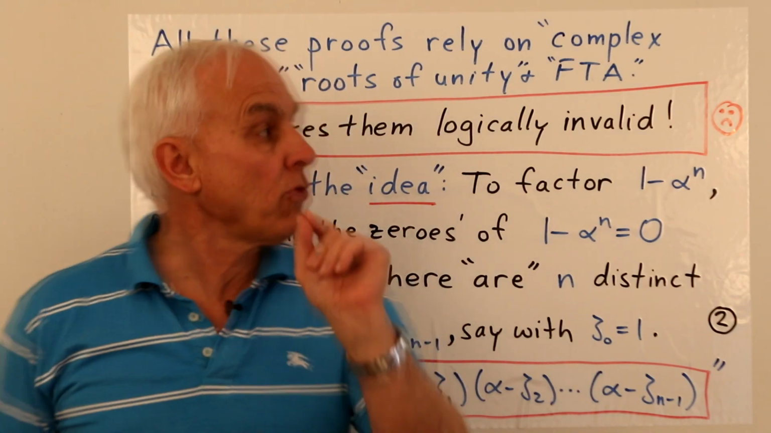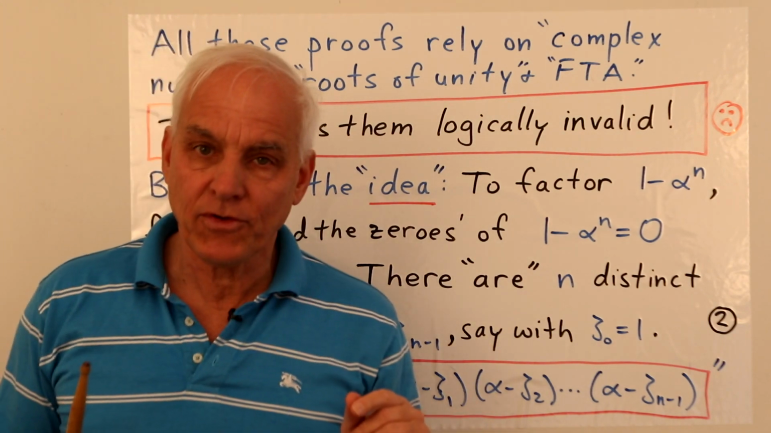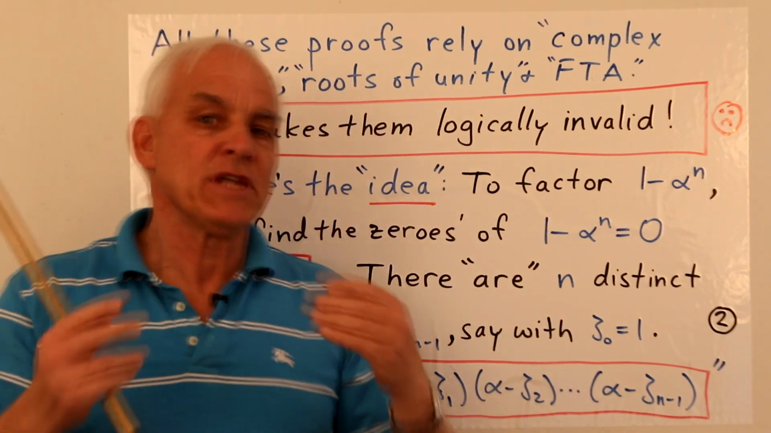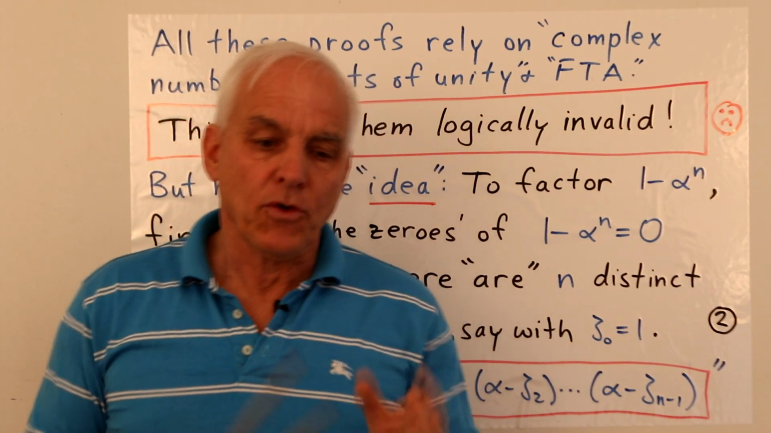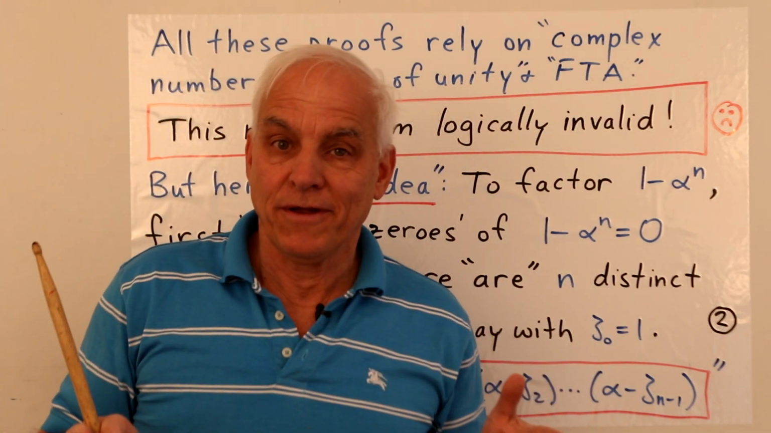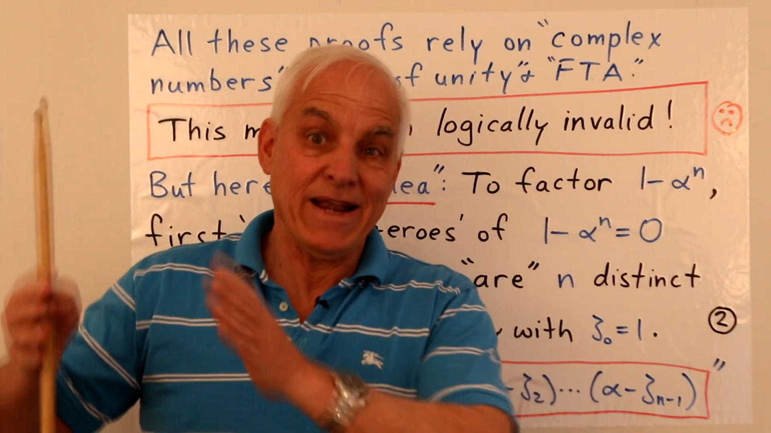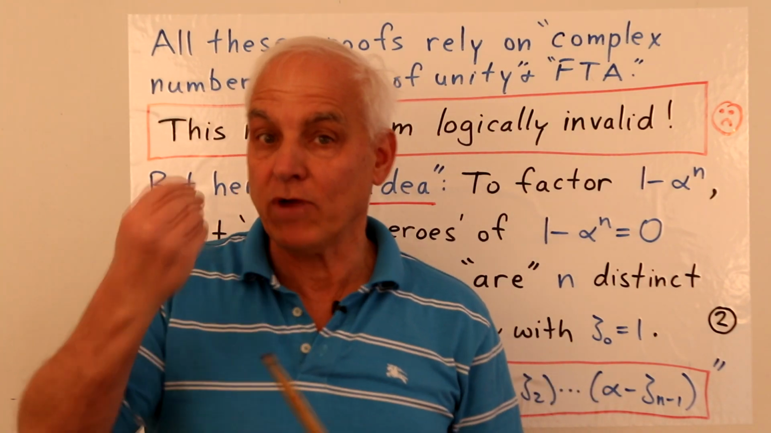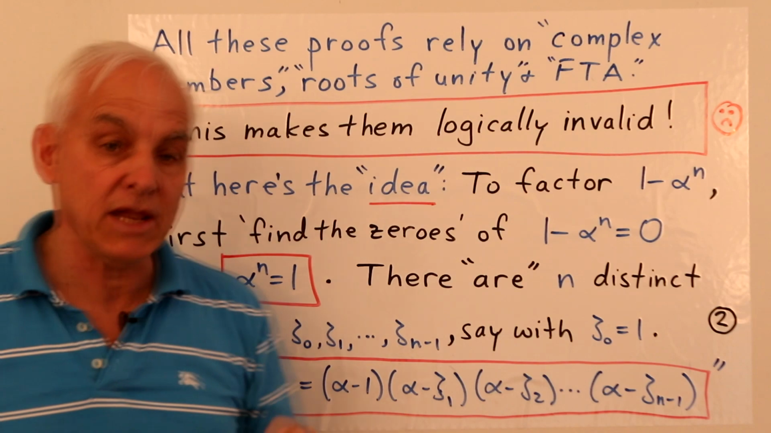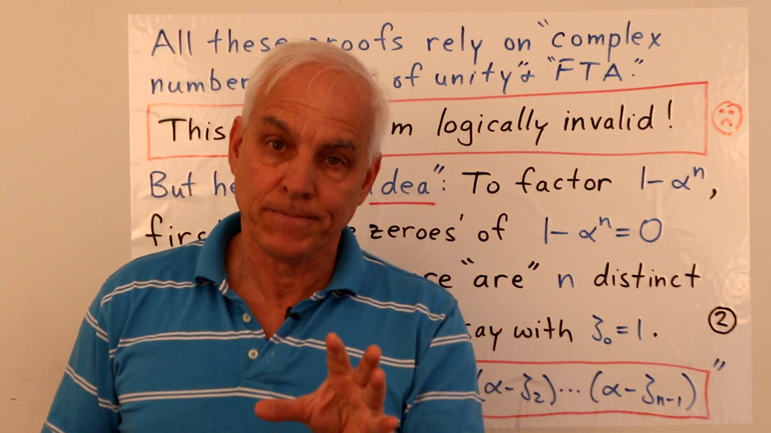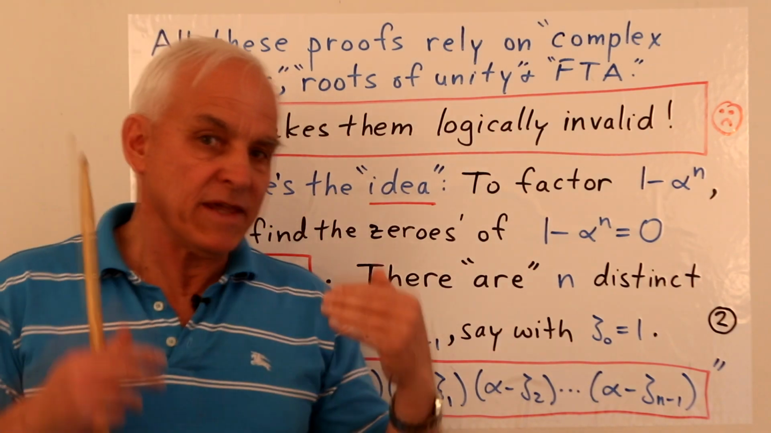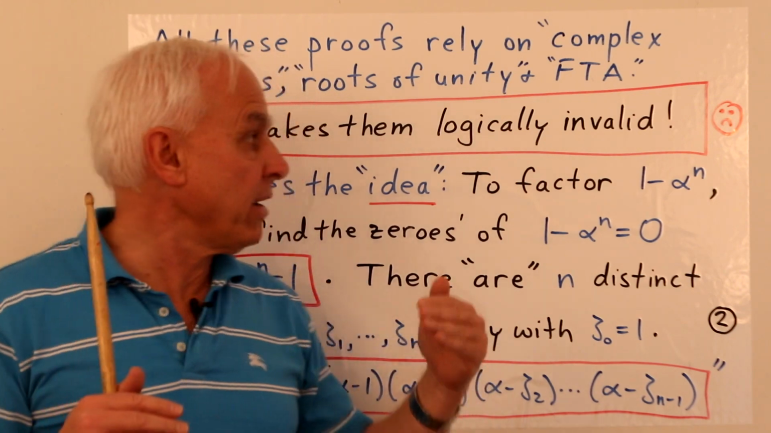It is that they all rely on complex numbers and identifying roots of unity within them using the Fundamental Theorem of Algebra. So the main objection is that really this is not algebra. Okay? We're going outside of algebra to analysis, where infinite processes are required to set up the complex numbers and actually also to obtain the roots of unity the way they're usually represented. So I want to emphasize that from my point of view, this makes these classical proofs logically invalid.